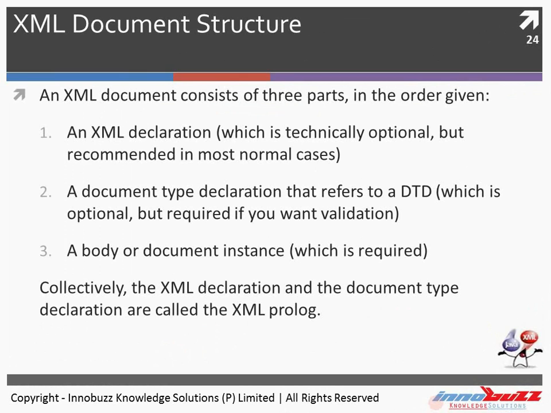An XML document consists of three parts. Majorly, that is the XML declaration, which is technically optional, but it is always recommended in most cases. An XML document type declaration that refers to a document type definition, which is again optional but required if you want validation. And the body or document instance, which is always required in your XML document. Collectively, the XML declaration and the document type declaration are called the XML prologue.